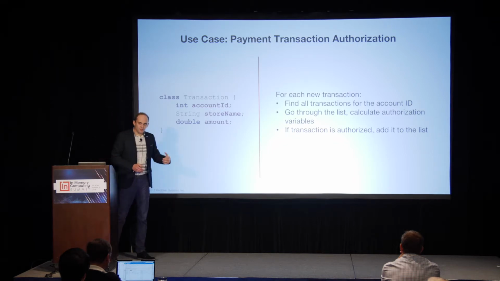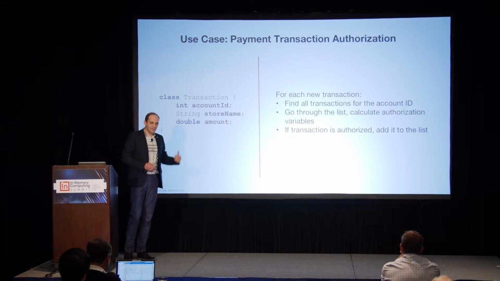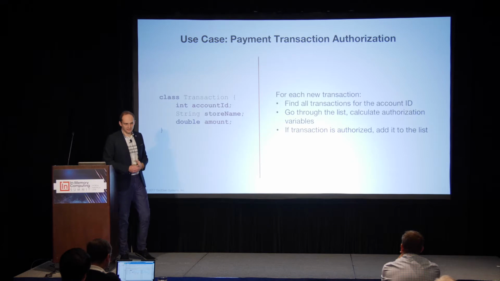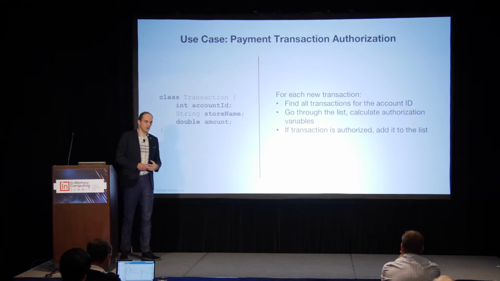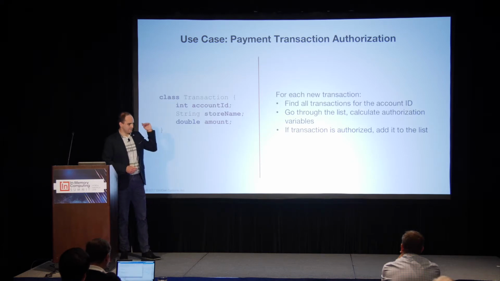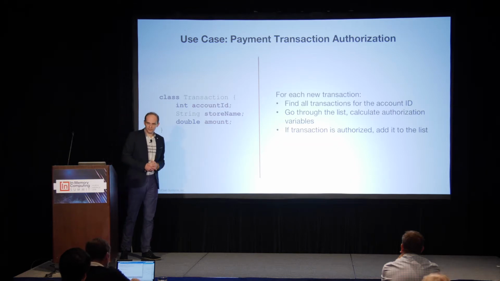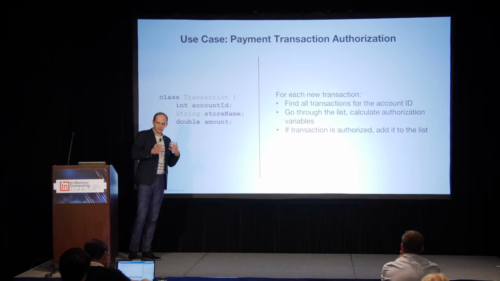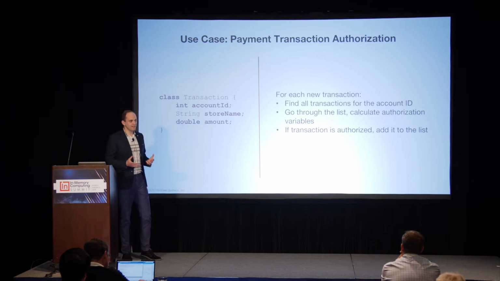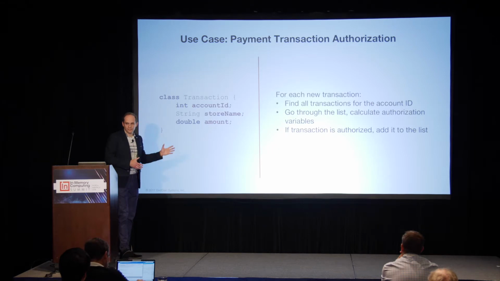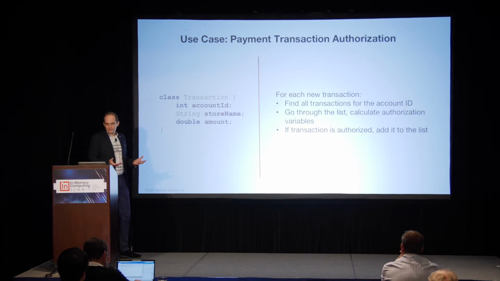But before actually applying this transaction, we want to authorize it. And to authorize it, we want to go through all, or maybe not all, but the latest history of transactions for that account, calculate certain authorization variables, and then make the decision based on that. And we want to do this in real time. And we do not want to actually save this transaction in the cache if it's not authorized. So how do we do that, right?